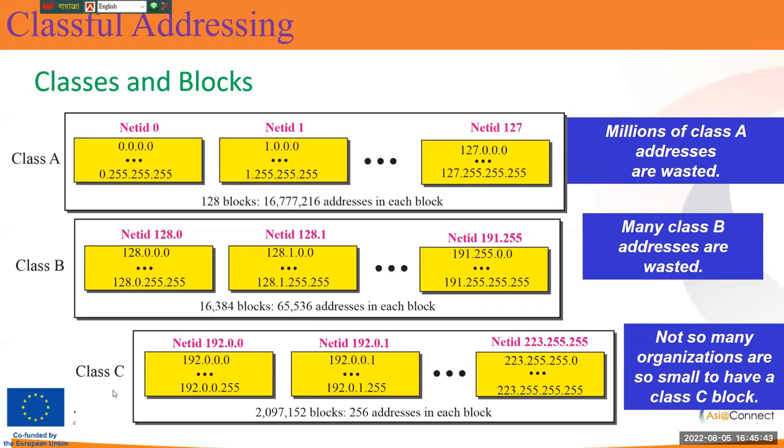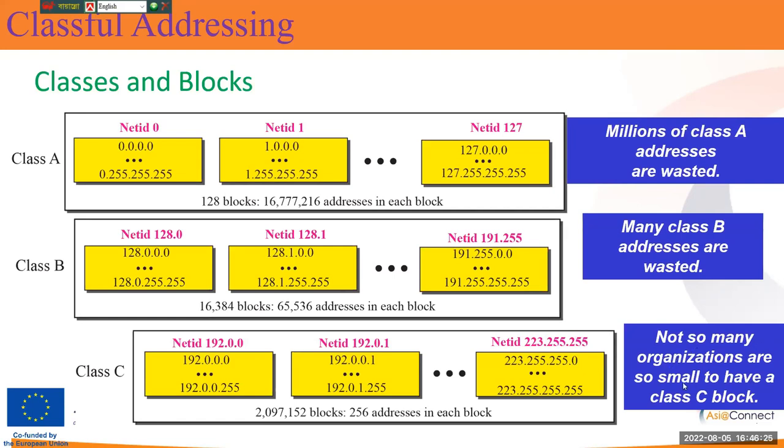Another issue is that for class C, the first 22 bits will be the block and the rest of the 8 bits should be for host address. So one block can connect only 2 to the power 8, that means 256 addresses in each block. If I want to connect my network, we need 2000 addresses, for all of the students and teachers. So we need to take about 10 blocks. So this is also another kind of problem.